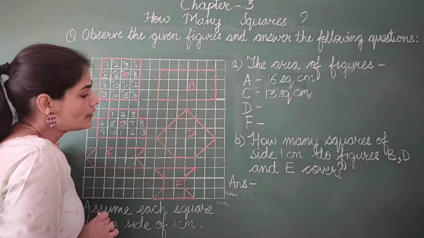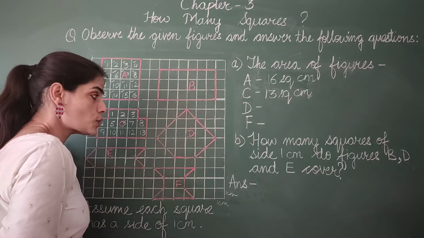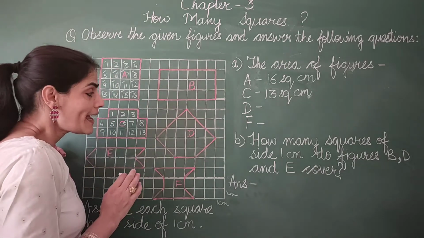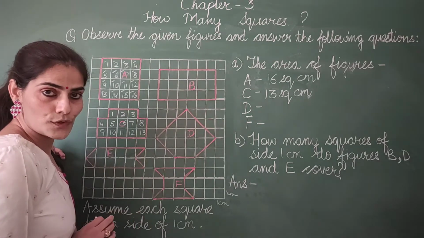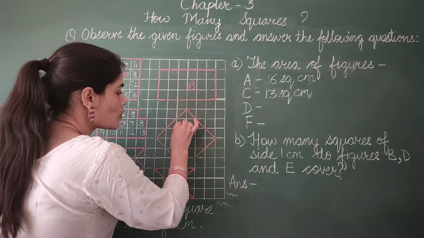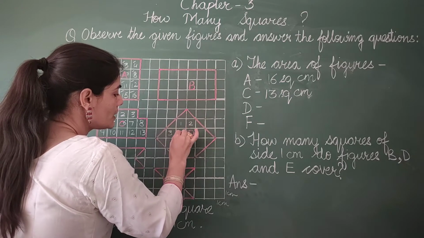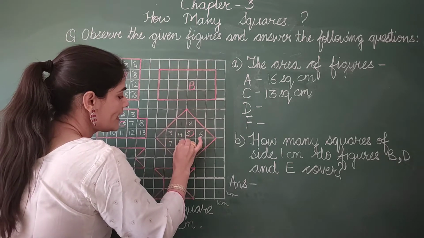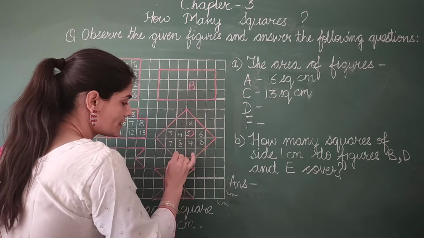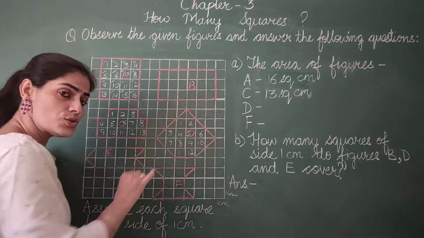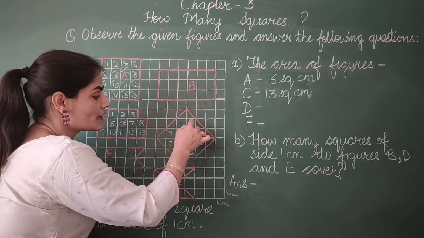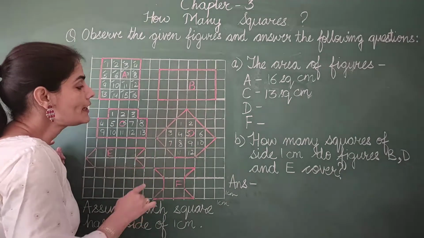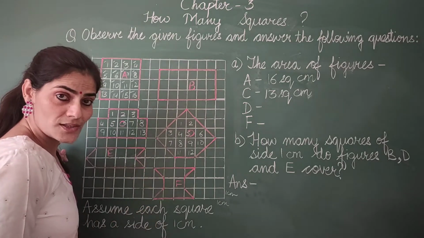Now this figure is covering some whole squares as well as some half squares also. So let's count the whole squares first of all, everyone. This is 1, 2, 3, 4, 5, 6, 7, 8, 9, 10, 11 and 12. Now this figure is covering 12 whole squares. Along with that, it is covering some half squares also.